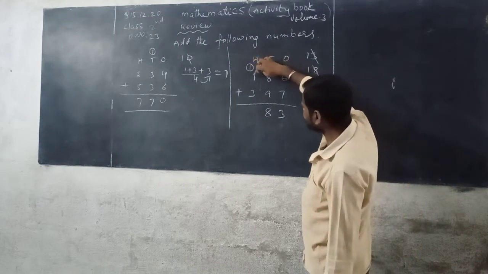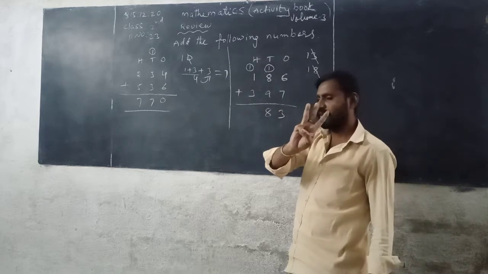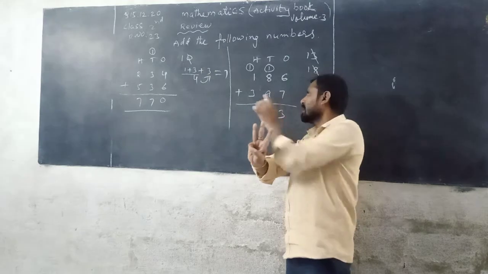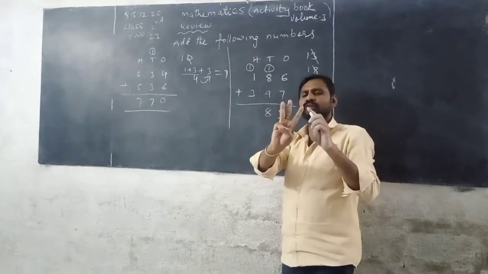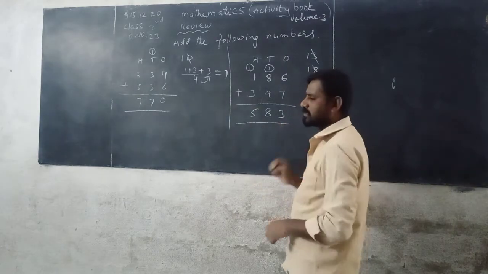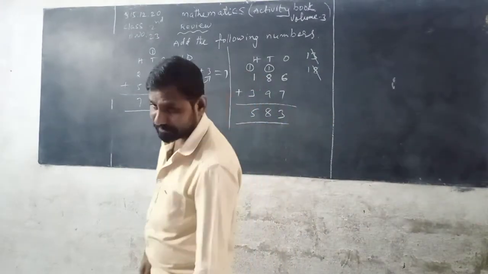See, 1 plus 1, 2. Look at the blackboard. 1 plus 1, 2. 2 in the mind, 3 in the hand. So 2, after that 3, 4, 5. 2 plus 3, you can get 5. So the sum is equal to 583.